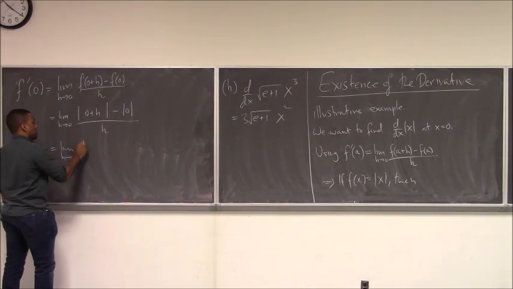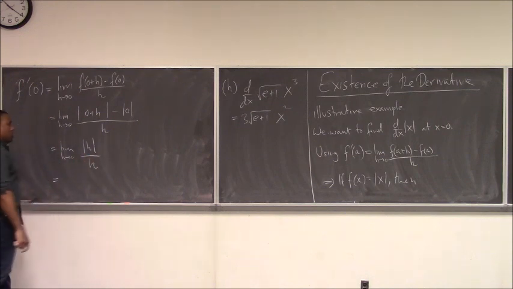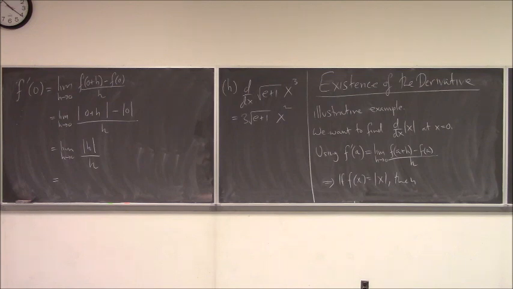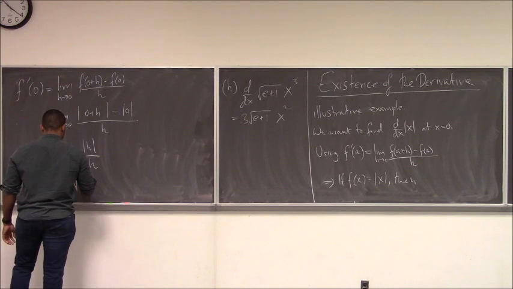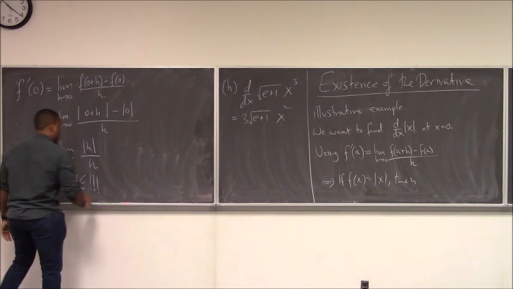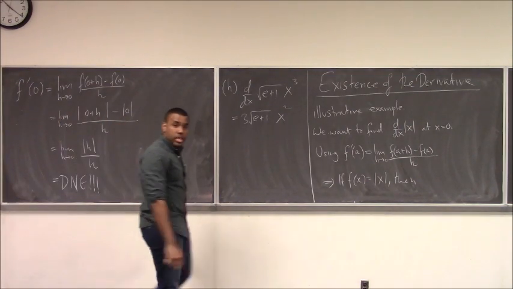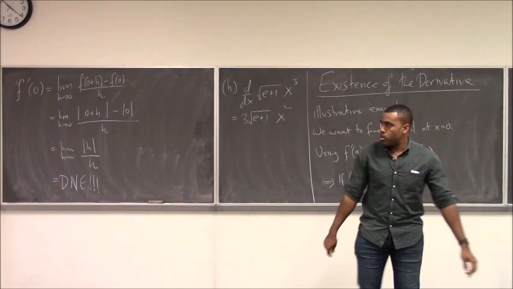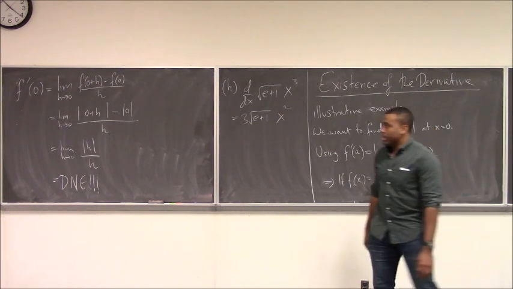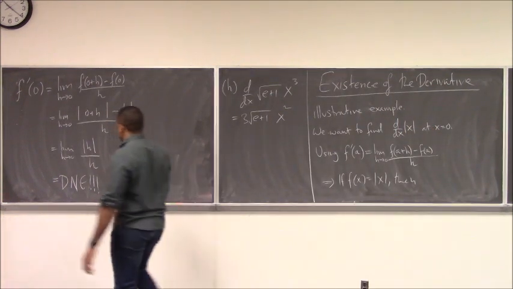Simplifying this, we would end up with the absolute value of h divided by h. And what is that? Undefined. This limit does not exist. For a very innocent looking function, it's actually impossible to find a tangent line at this point. Now you might say, what's going on at that point? Why is it not working out here?